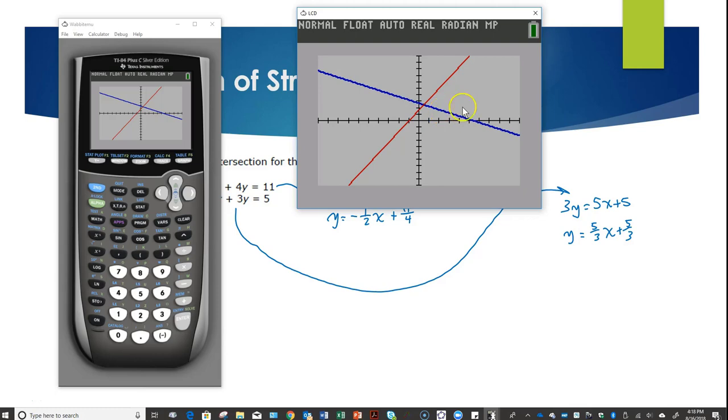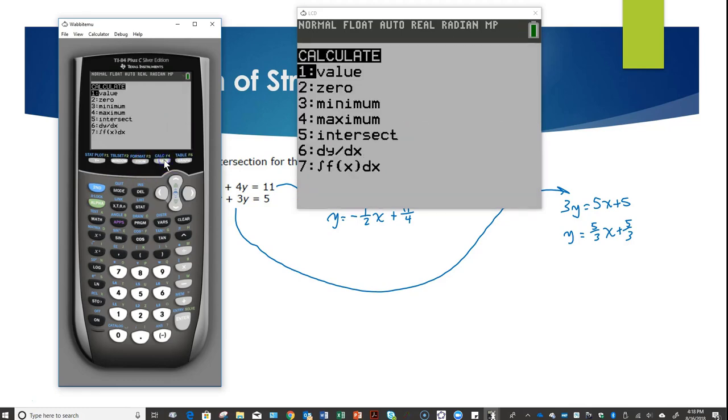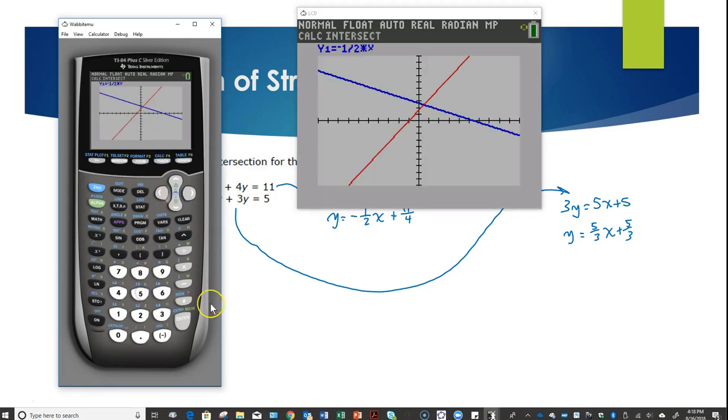Now, the problem is, if you were doing this yourself, you'd have to guess where this is. If you were trying to just guess by looking at the graph. Now, luckily, I could just go to the graph and say, okay, second, calculate, find the intersection, and just basically hit enter 3 times. And I can see that the intersection is at 1/2 and 2.5, or 1/2, comma 5/2.